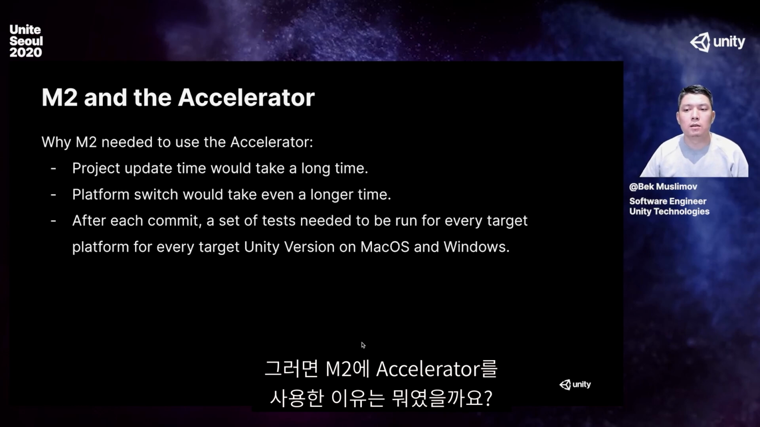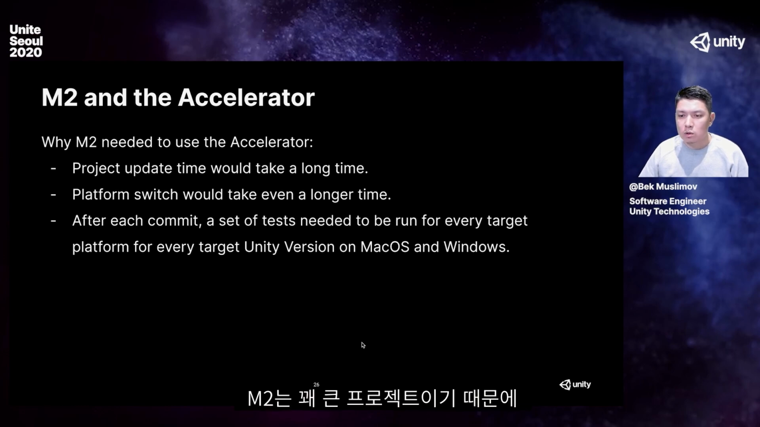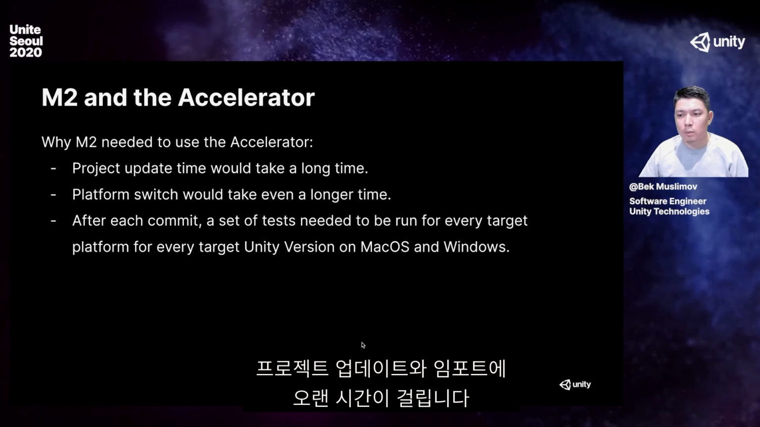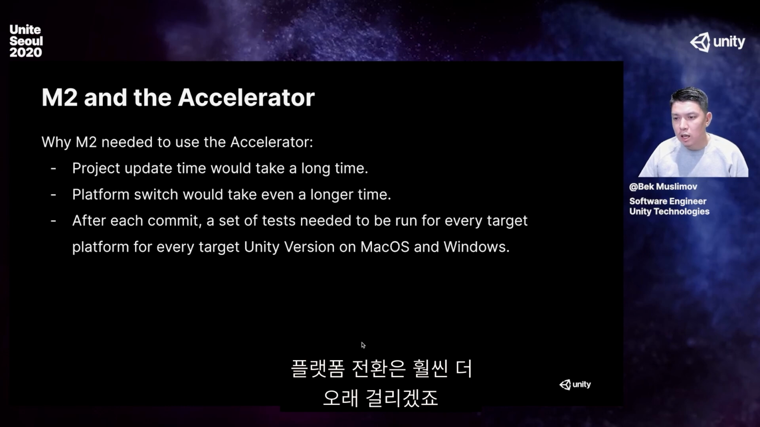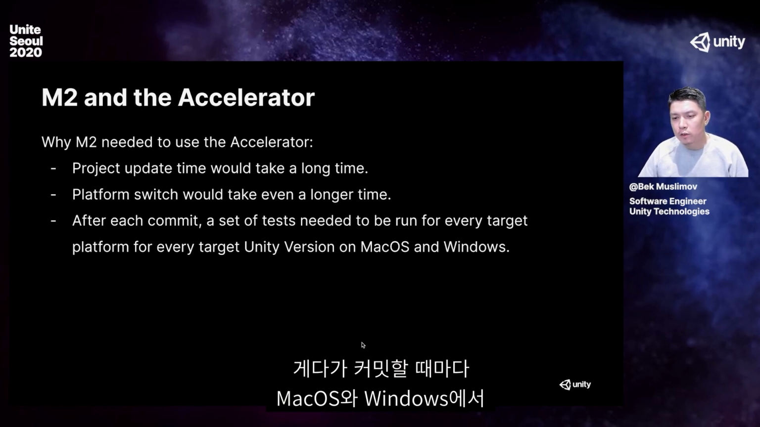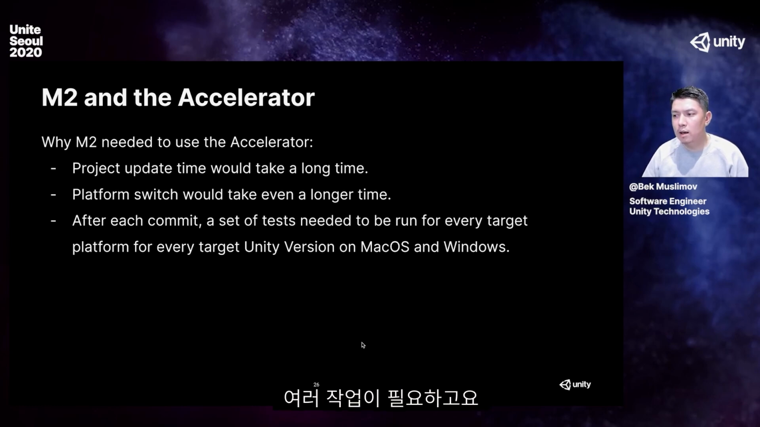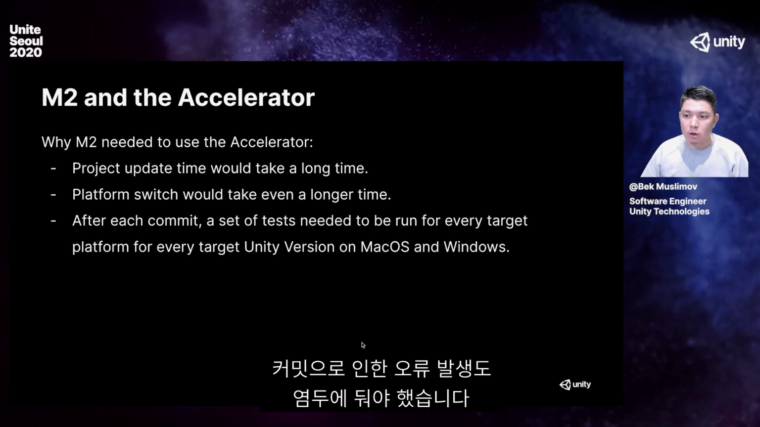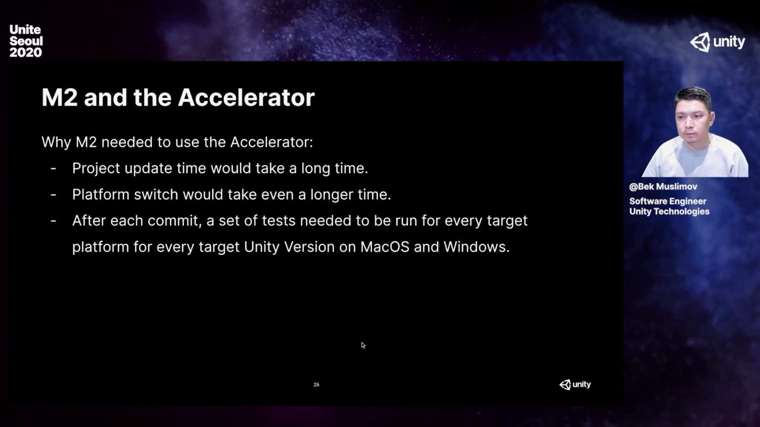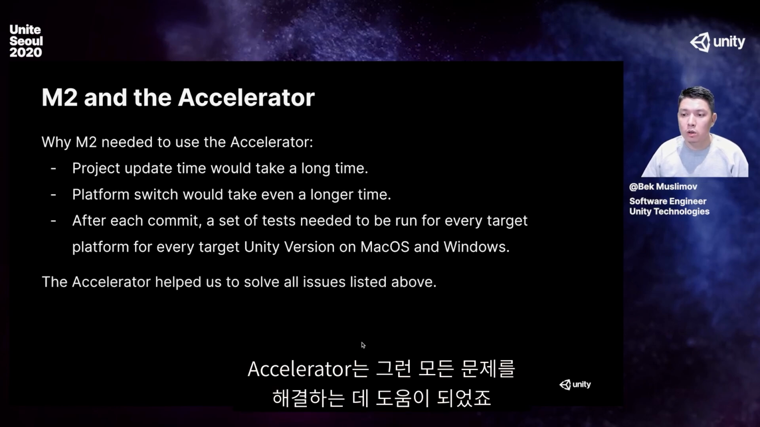So, why did we need to use the Accelerator with M2? M2 is a pretty big project, and the project update and import time would take a long time. The platform switch would take even longer. Moreover, after each commit, a set of tasks need to be run for every target platform, for every target Unity version on macOS and Windows. We needed a fast iteration time and needed to know if the commit would break anything. The Accelerator helped us to solve all the issues listed above.